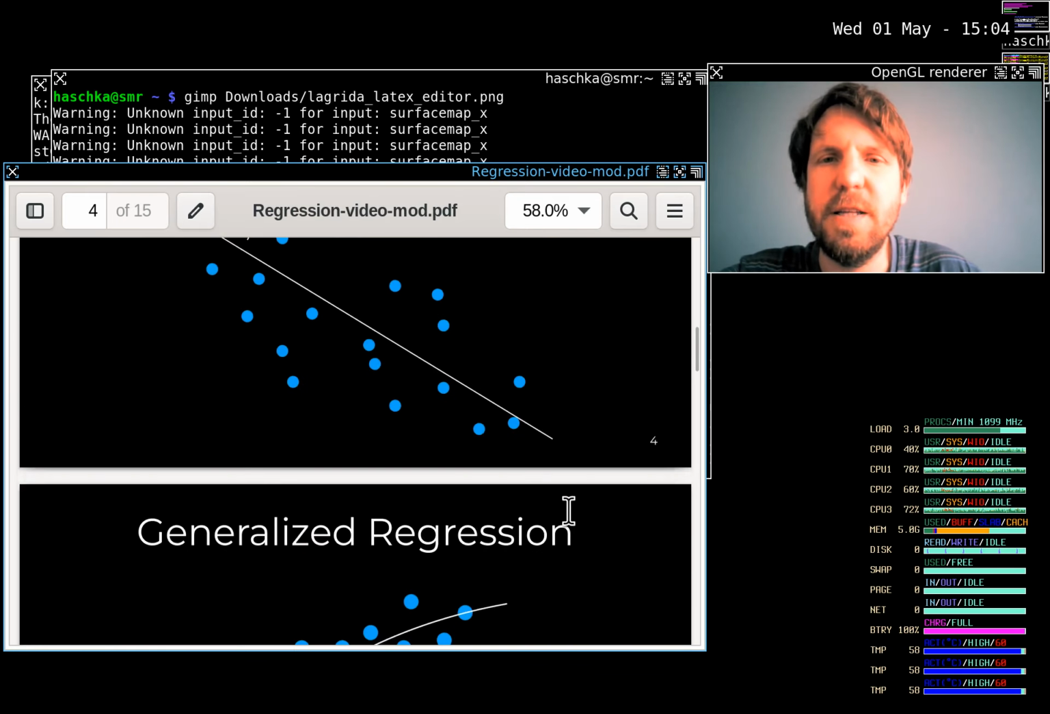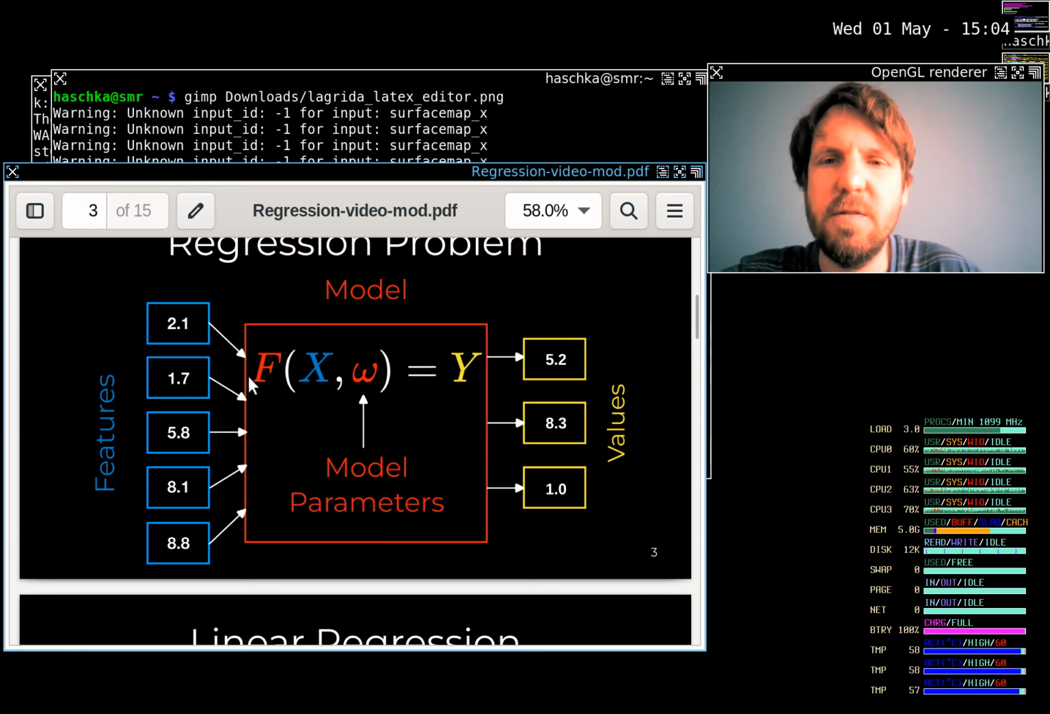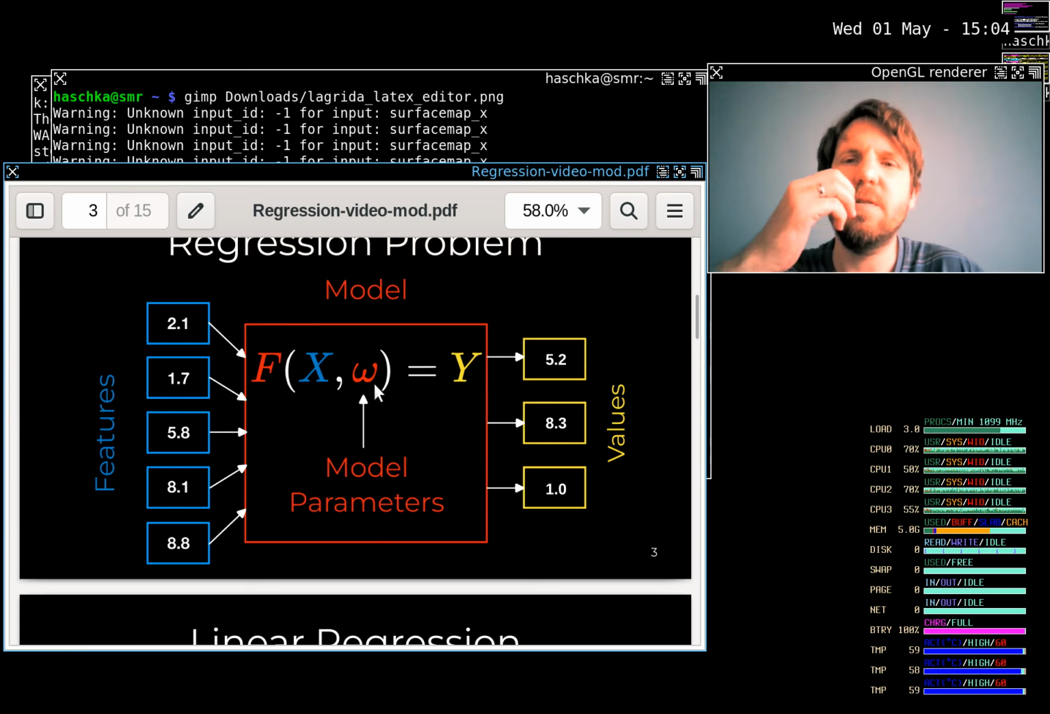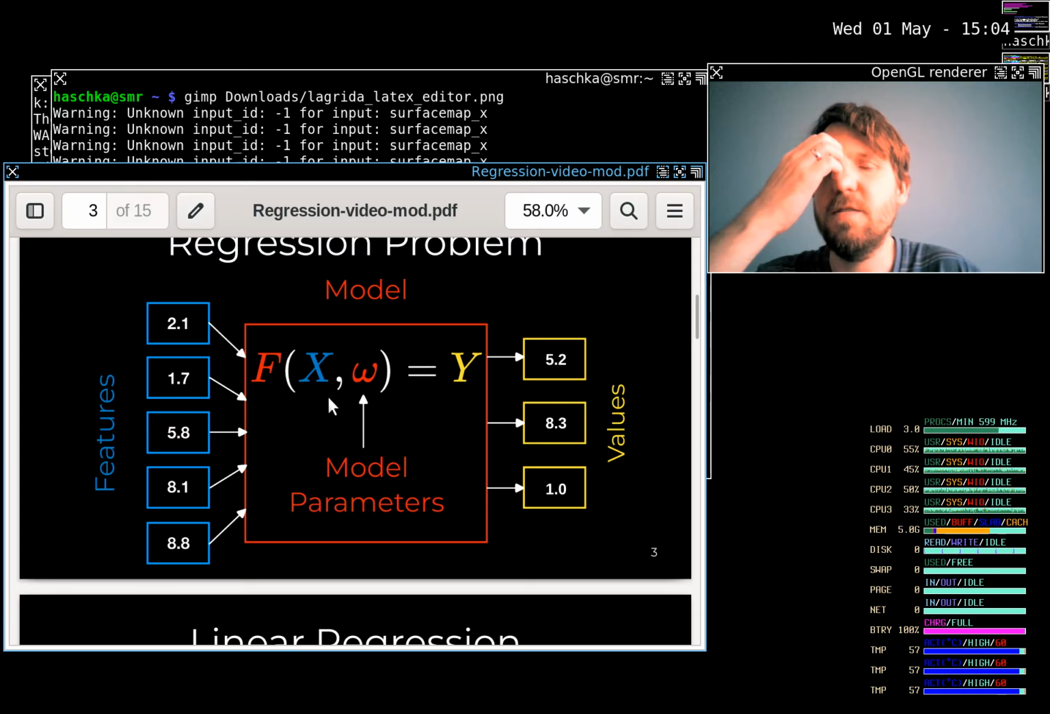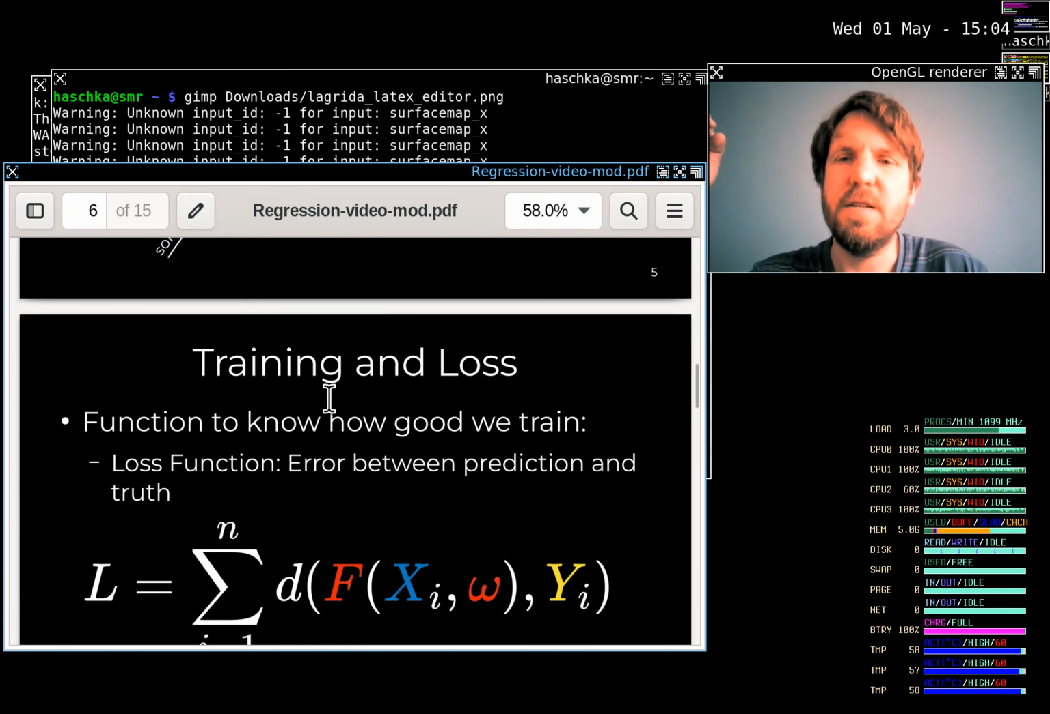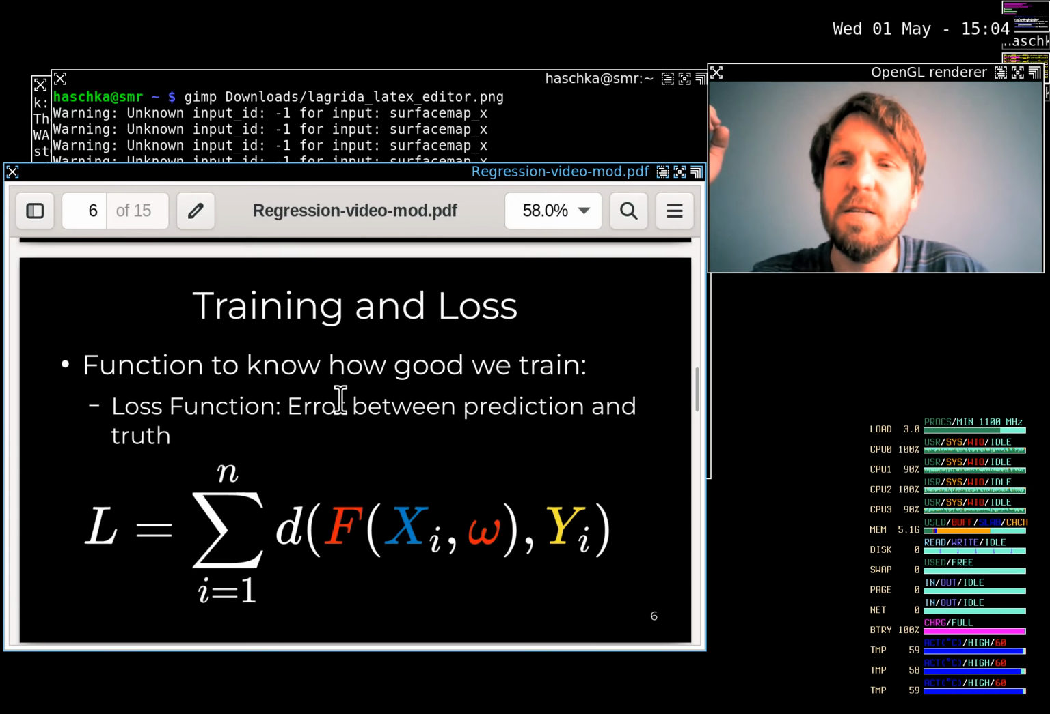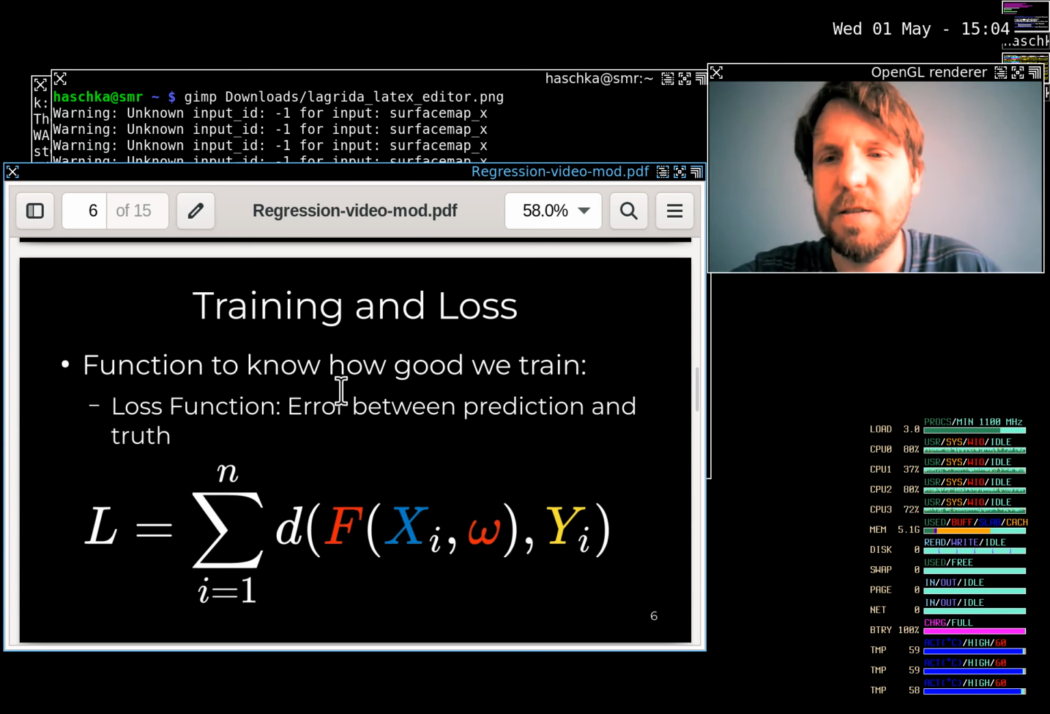How do you train this? How do you get basically your f? How do you find the right omegas for this f? And again, just as with the classification case, we have a loss function. Okay, so what does this loss function look like?